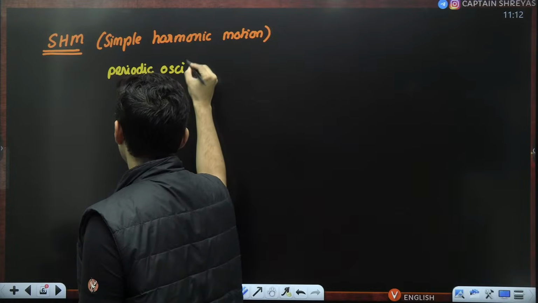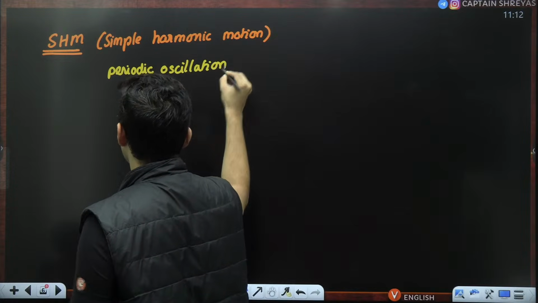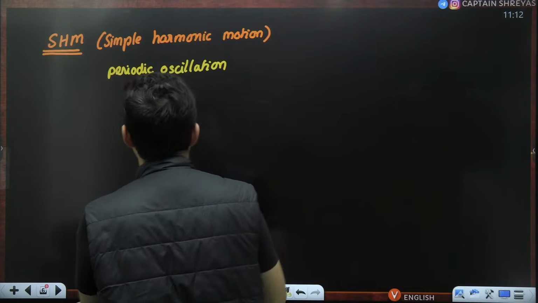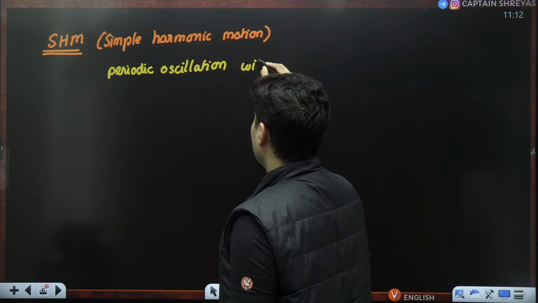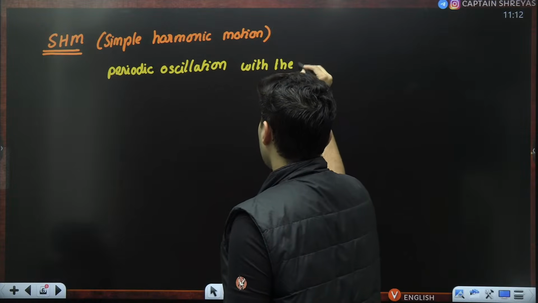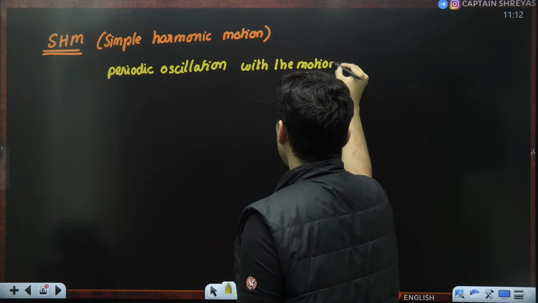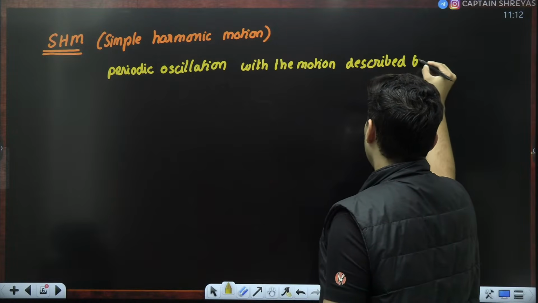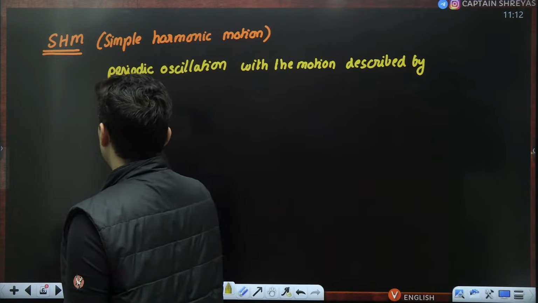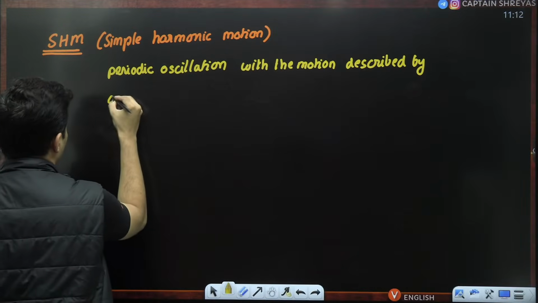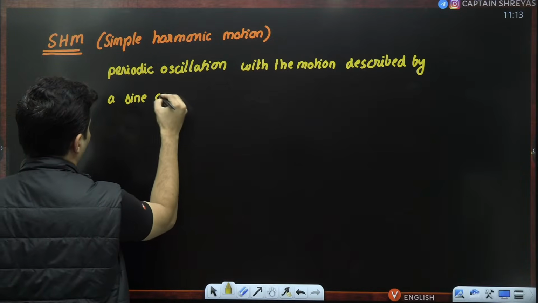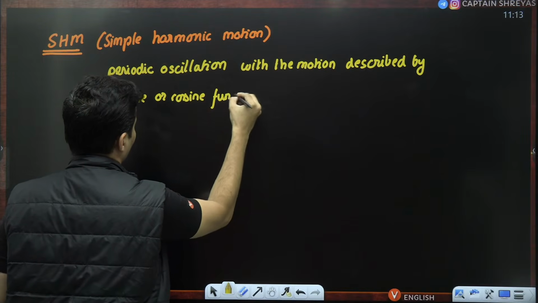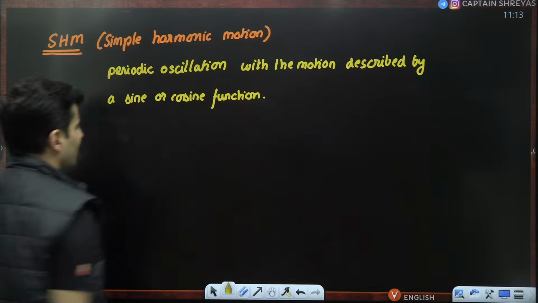So a simple harmonic motion is a periodic oscillation. So it is periodic in nature. It is also oscillatory in nature, with the motion described by a simple sine or cosine function.